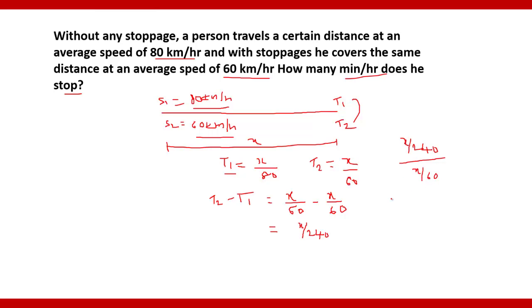So this is X by 240 multiplied by 60 by X. So X and X will get cancelled, 0 and 0 will get cancelled, 6 1s are 6, 6 4s are 24, and therefore it is equal to 1 by 4, and 1/4 means 15 minutes per hour. So he takes a rest of 15 minutes per hour.